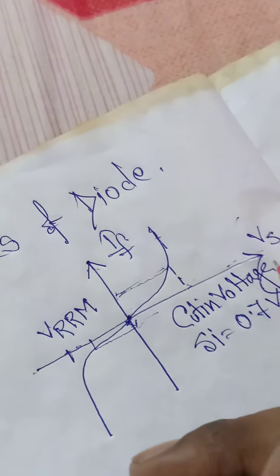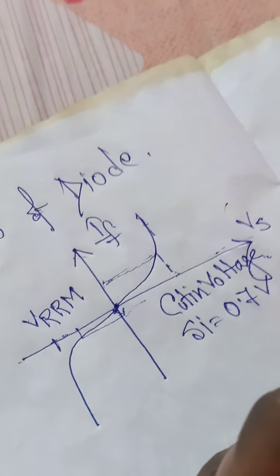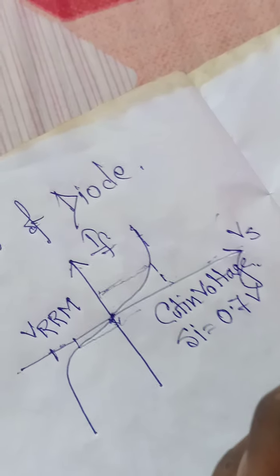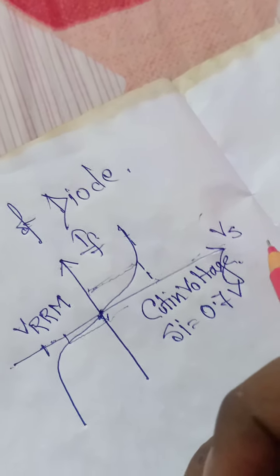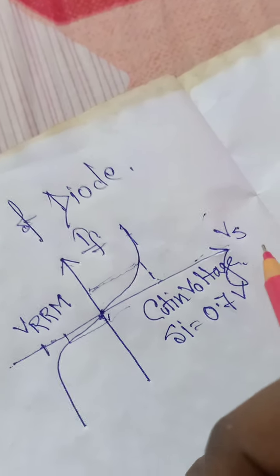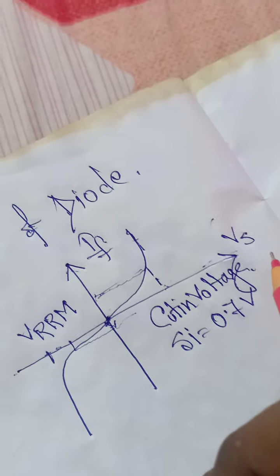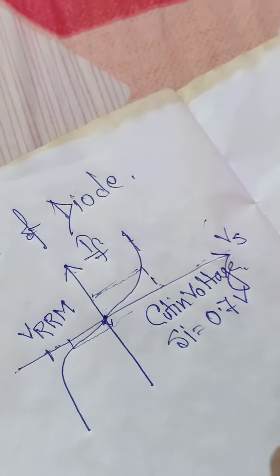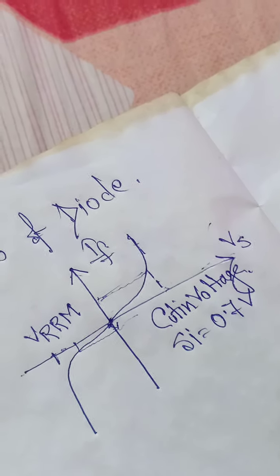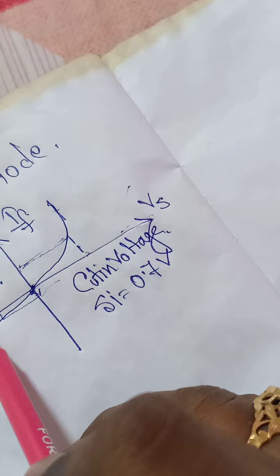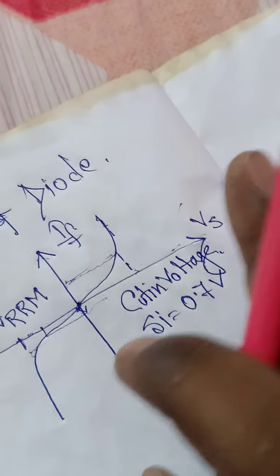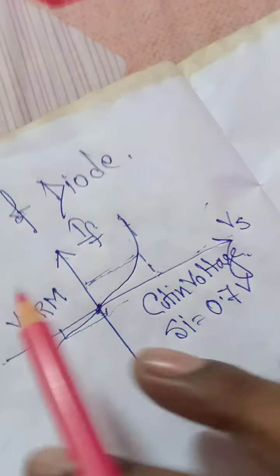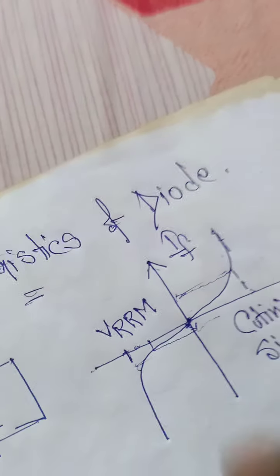At that moment, a lot of heat will be produced, right? There are lots of losses which can destroy the diode. So the diode will be operated at a specific reverse repetitive voltage, VRRM, to protect the diode. Simple. Okay, so that is the basics about the VI characteristics of the diode.